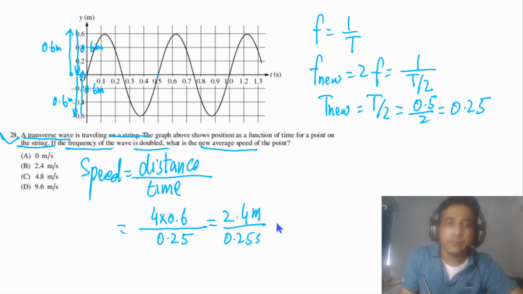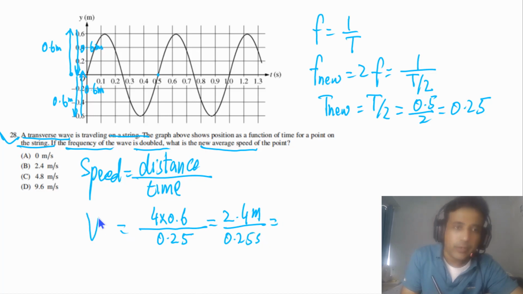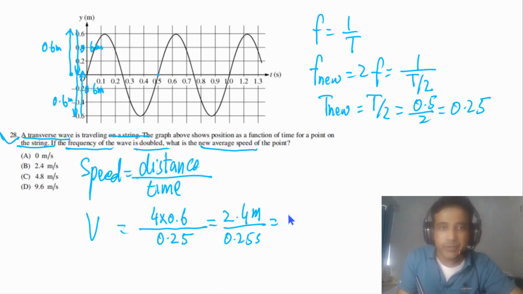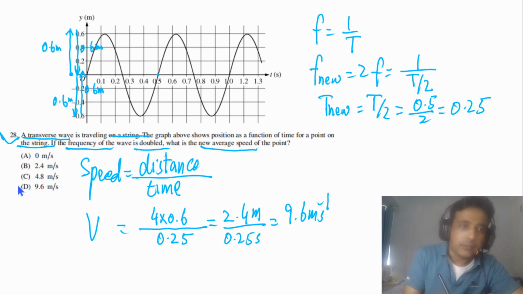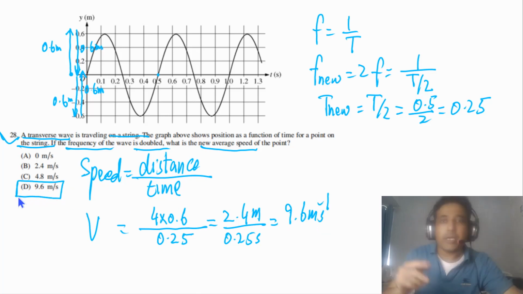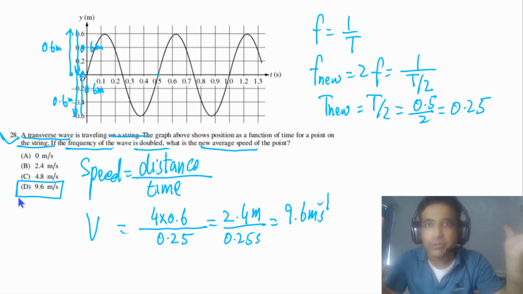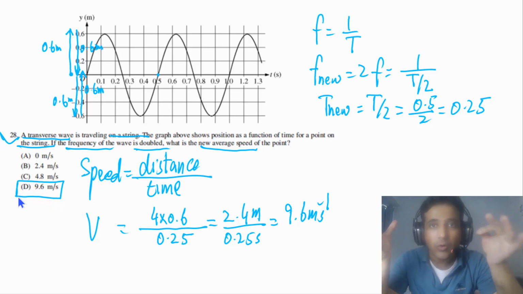So the final answer, means the final value of the speed, will be equal to 9.6 meters per second. So the answer for this question is D. A beautiful question, very nice question about waves, how to calculate speed of the particle.